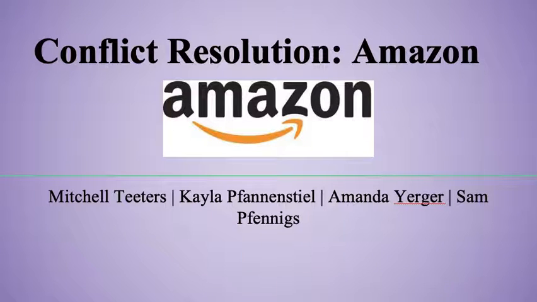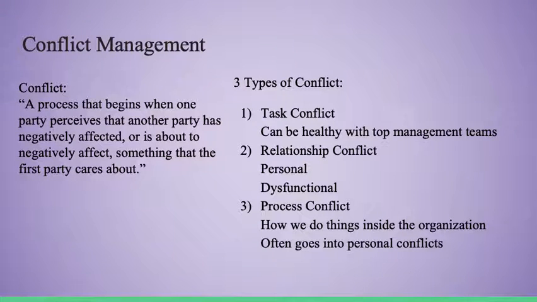Conflict resolution, and Amazon. So, what is conflict? Conflict is a process that begins when one party perceives that another party has negatively affected, or is about to negatively affect, something that the first party cares about.